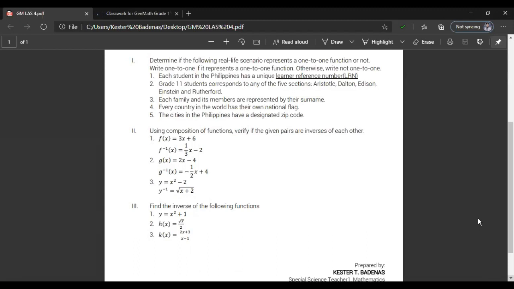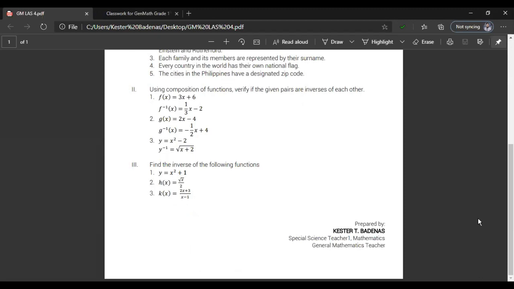So, 5 points. For number 2, you need to use yung last part na ginawa natin. You need to have it in composition. So, composition of functions. Verify niyo po kung itong tatlong pairs ng function ay inverse nila ang isa't isa or hindi. So ipapasok niyo si f of x kay f raised to -1 of x para malaman niyo kung function or inverse function nila ang isa't isa. Yung last part na ginawa natin kanina. Tapos sa part 3, find the inverse. Alam niyo na kung paano i-find ang inverse, di ba?